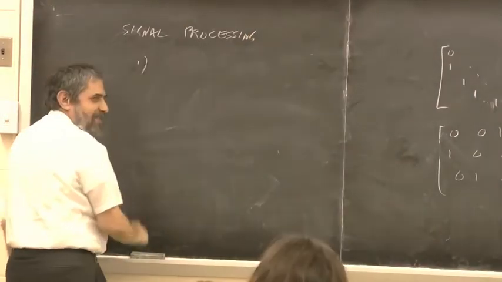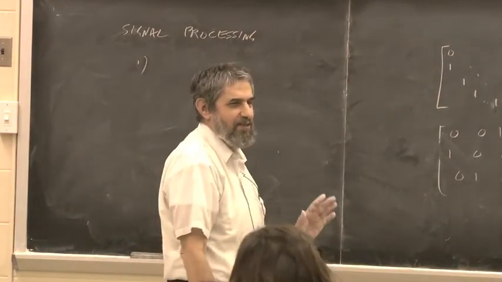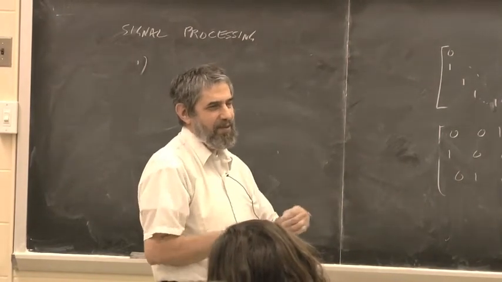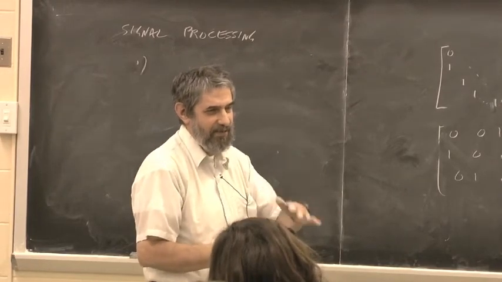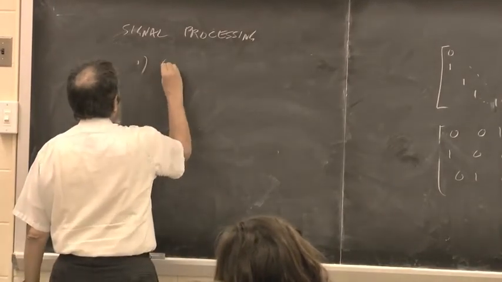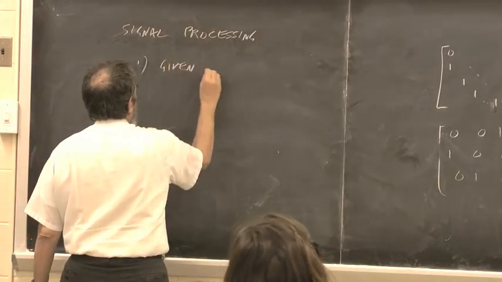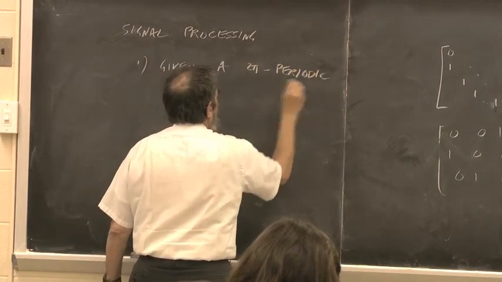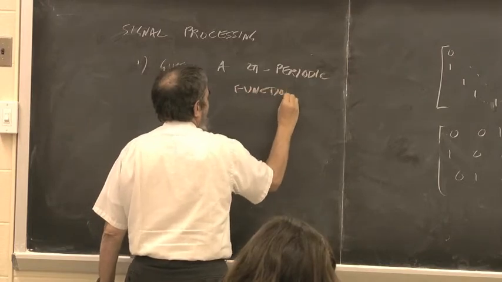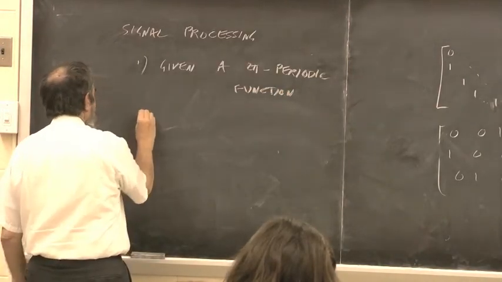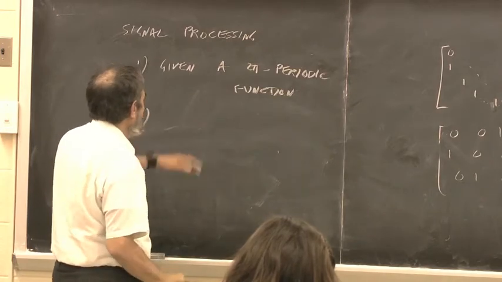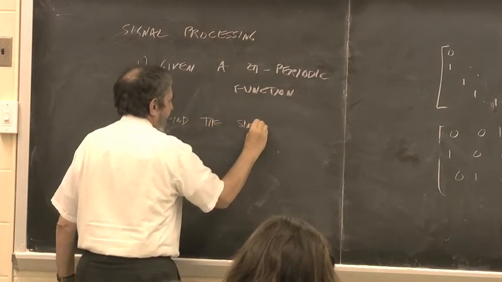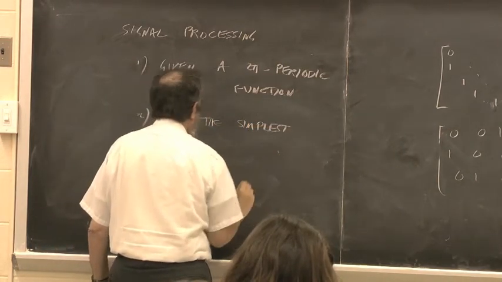Somebody sends you a periodic function. It could be musical stuff that just keeps repeating. Let's say you're given a 2 pi periodic function, and here are the things that we want to do with it. First of all, we want to find the simplest possible ones.